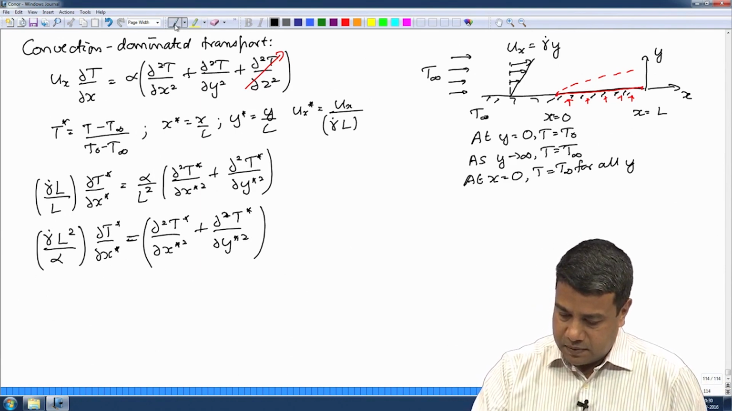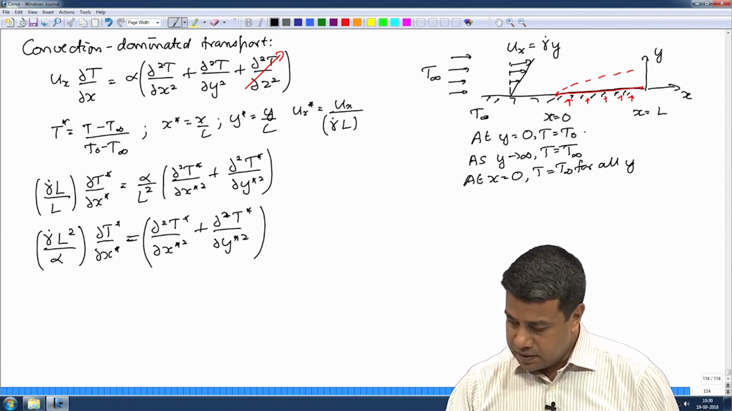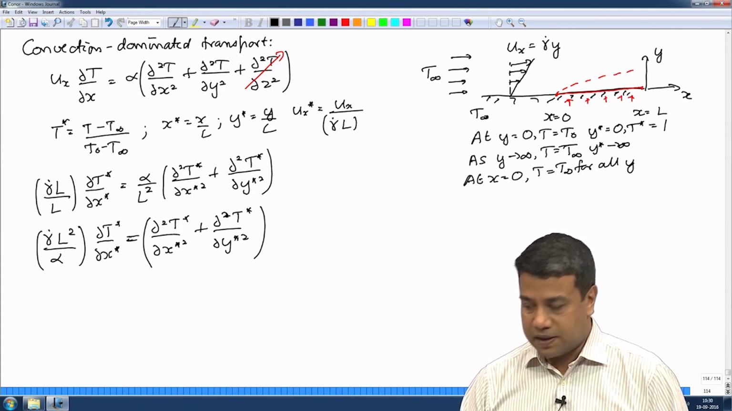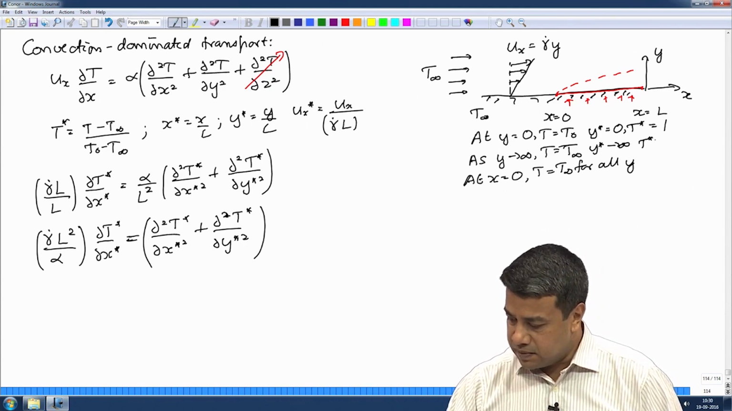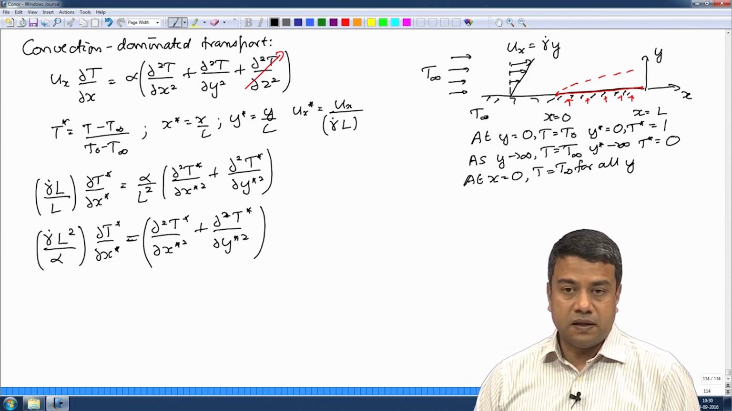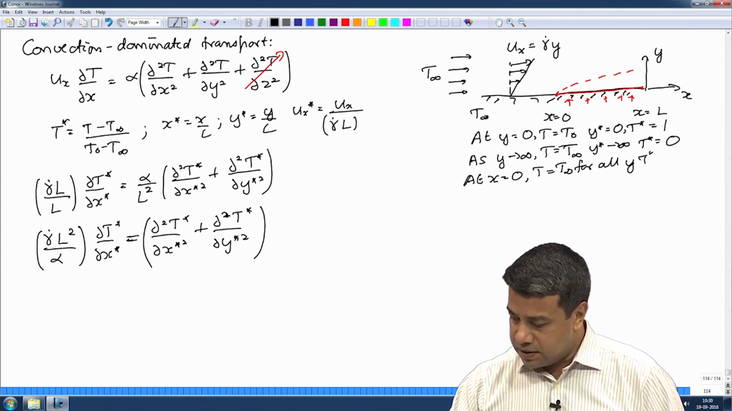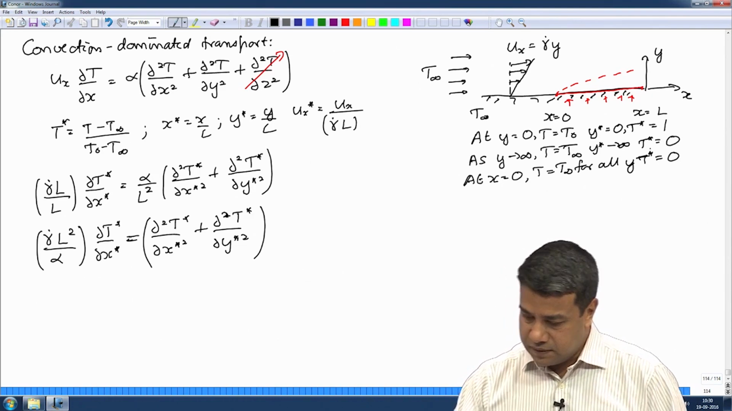and when I scale y here, y equal to 0 becomes y star equal to 0, T star equals 1, y star goes to infinity. When y goes to infinity, y star also goes to infinity, it is y by L. You can see that T star has to be equal to 0. You have to recover the undisturbed temperature field. And similarly, at x star equal to 0, T star is also equal to 0, for all y.